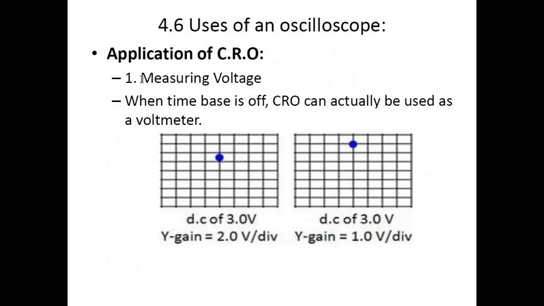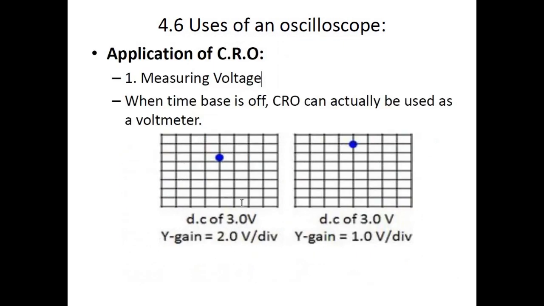Applications of CRO. The first application is to measure voltage. When time base is off, CRO can be used as a voltmeter. Since time base would be off, you would have a single dot that would be reflecting the amplitude of your input current.